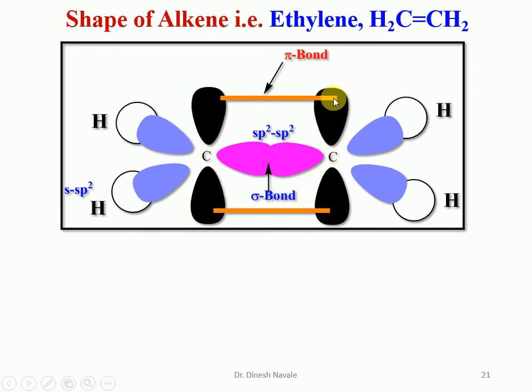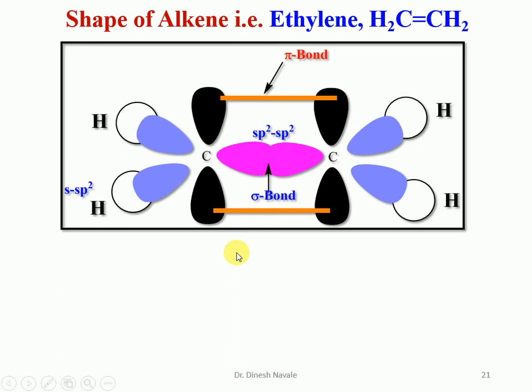by the black lobes and the slightly red lobes. That means during pi bond formation there is overlapping above the plane as well as below the plane. So this is how the pi bond will be formed.